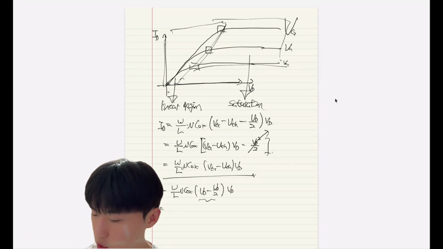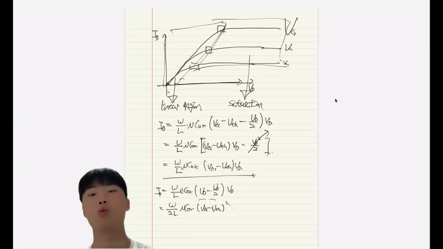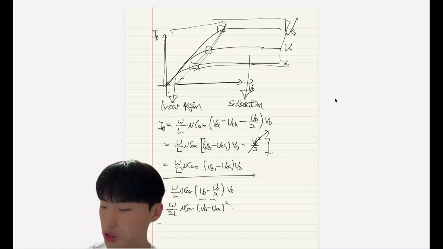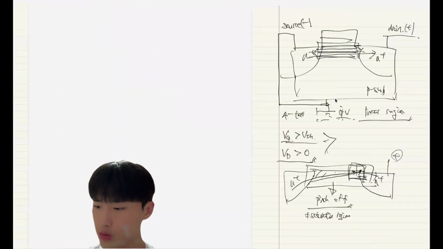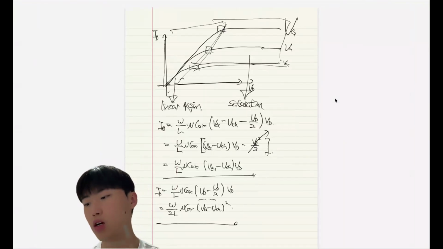So this part will be Vd over 2, and so W over 2L and mu C ox and Vg minus Vt square, because Vg minus Vt is equal to Vd. So I just say it like this. So this will be the saturation region current. This will be the ID-VD curve.